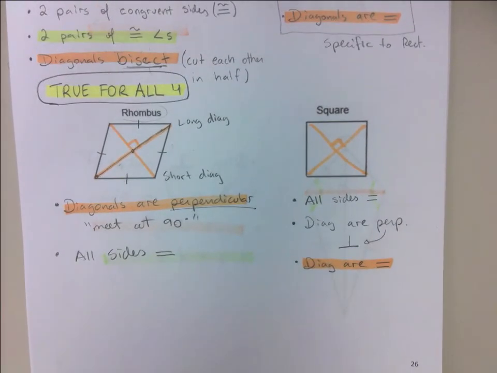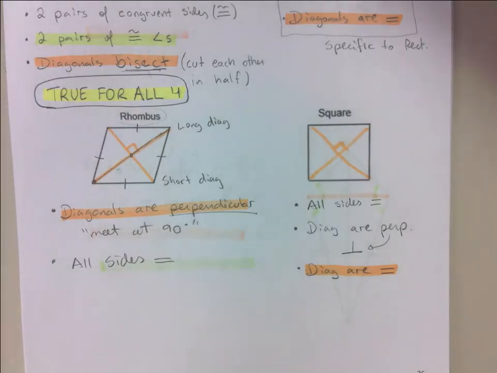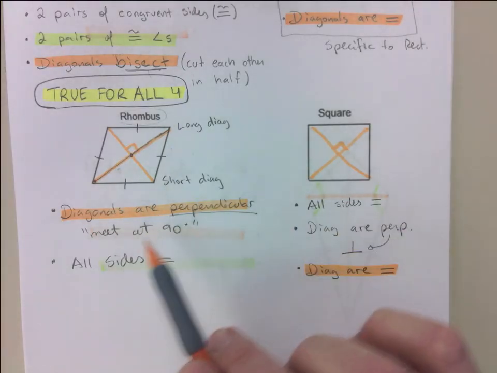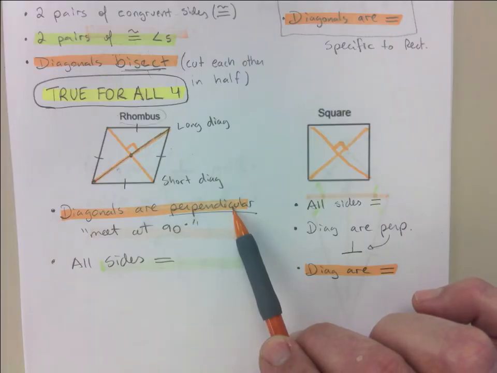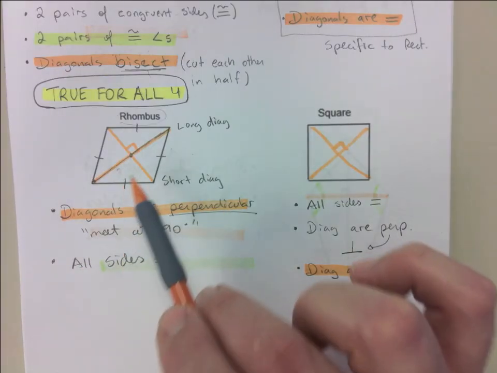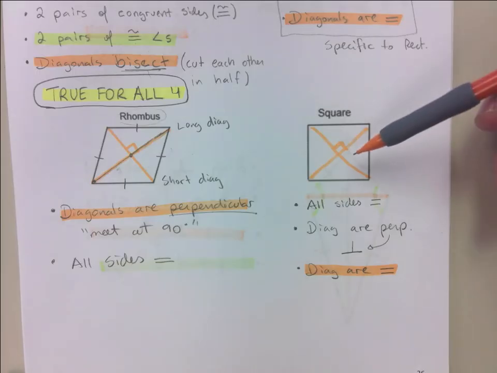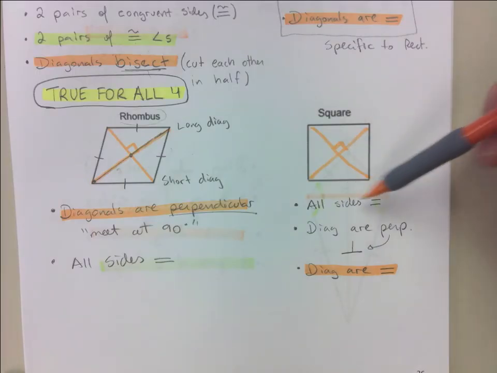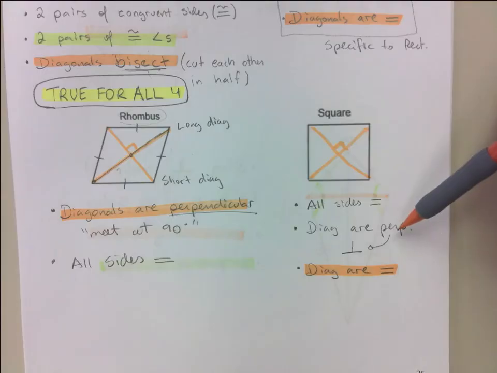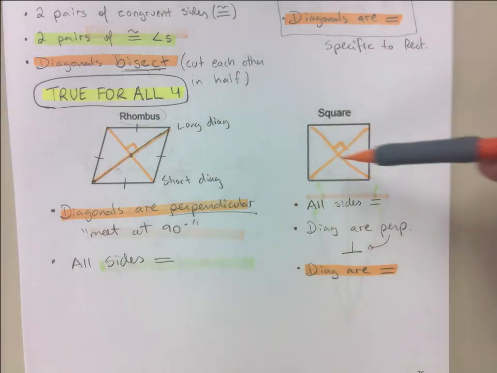What's unique about a rhombus? And if you wrote this down, you kind of have enough, right? What's unique? The diagonals are perpendicular. All sides are the same. That's unique about a rhombus. What's unique about a square? All sides are equal. The diagonals are also perpendicular. So there are things that are shared and some things that are very unique just to one shape. Okay.